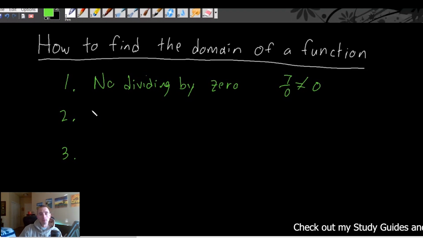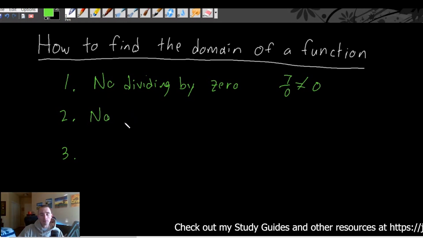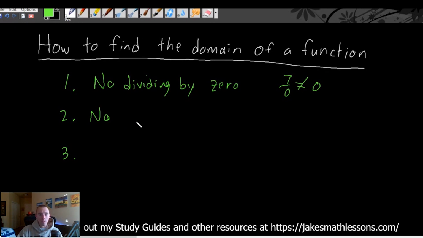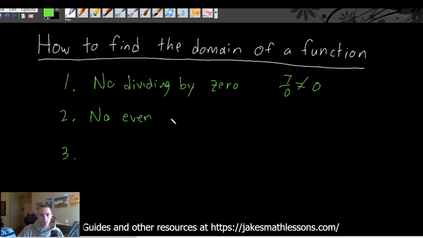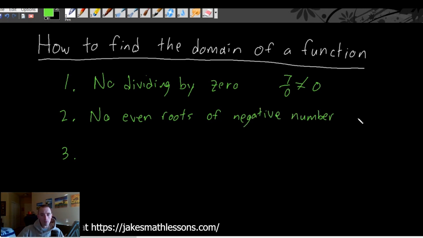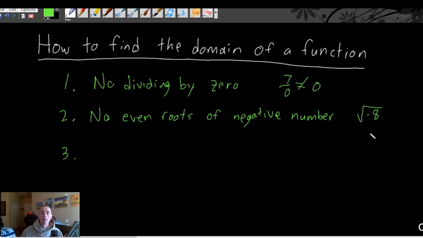Another very common thing that comes up is taking the square root, or any even root for that matter, square root, fourth root, sixth root, of a negative number. So no even roots of negatives. For example, if you're taking the square root of -8, that would not work. You're not going to be able to get a number out of that. I know that's why imaginary numbers were invented, but you don't want to consider something that gives you an imaginary number as an output to be a part of the domain of a function.